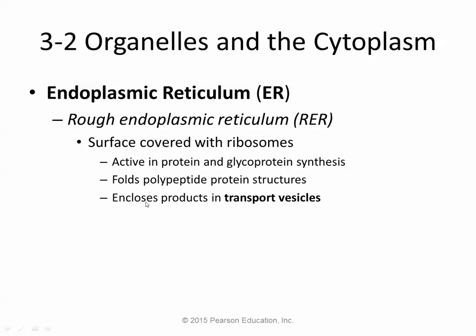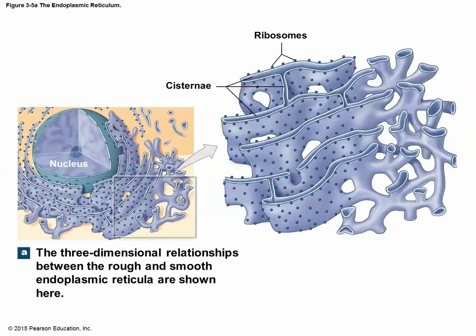And then it can put the product in what we call a transport vesicle. Now, the transport vesicle is like a little delivery vehicle. It will pinch off from the endoplasmic reticulum and then will travel through the cell cytoplasm on its own towards the Golgi apparatus. There's a picture of the endoplasmic reticulum. This is the rough, this is the smooth. And here we have our cisternae, where stuff goes on inside.